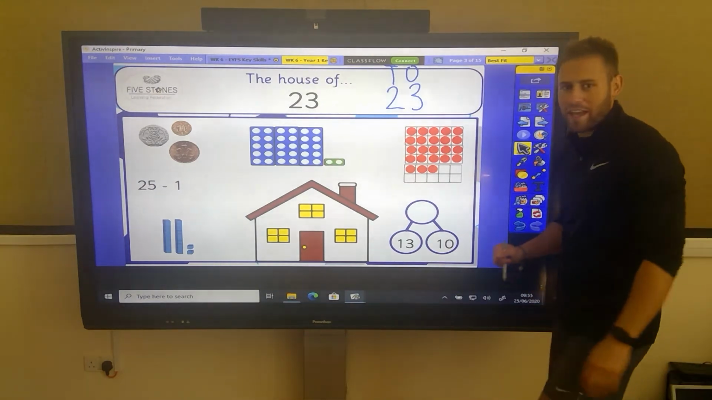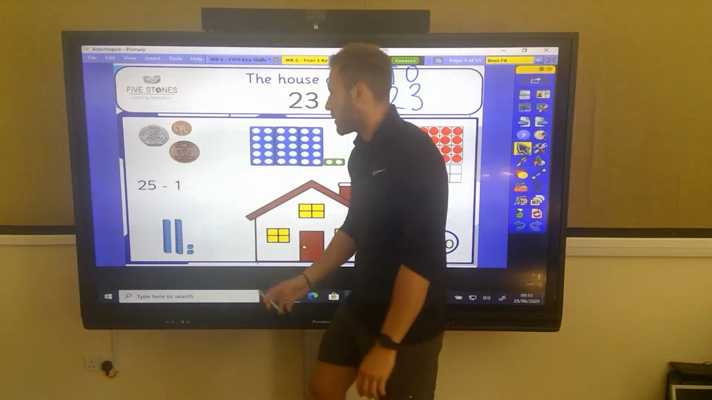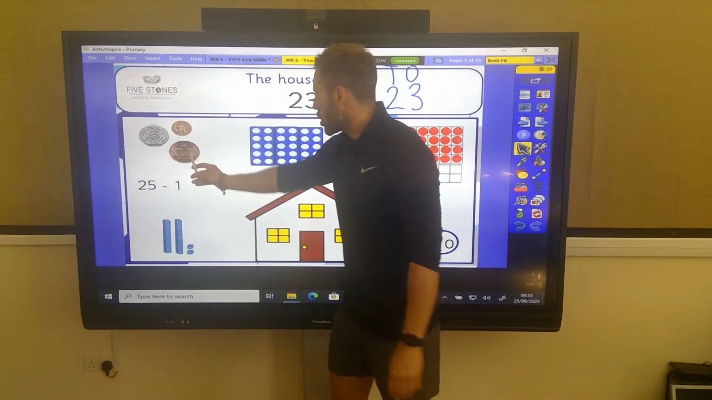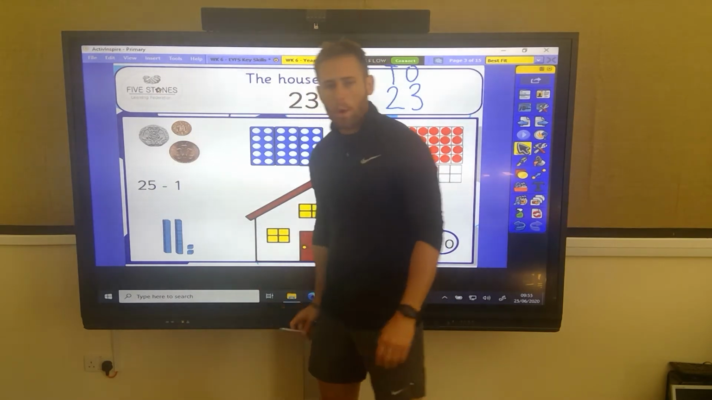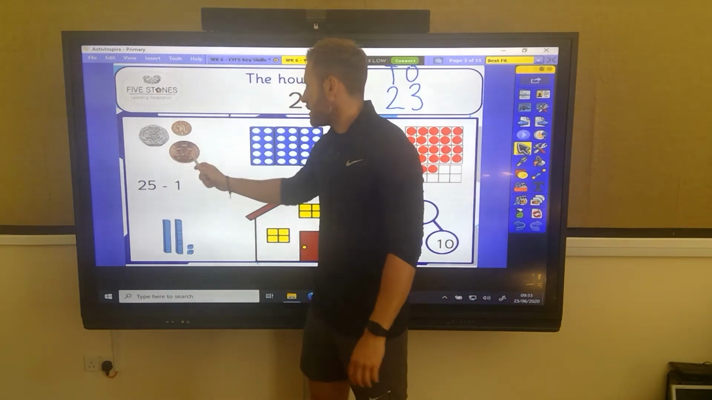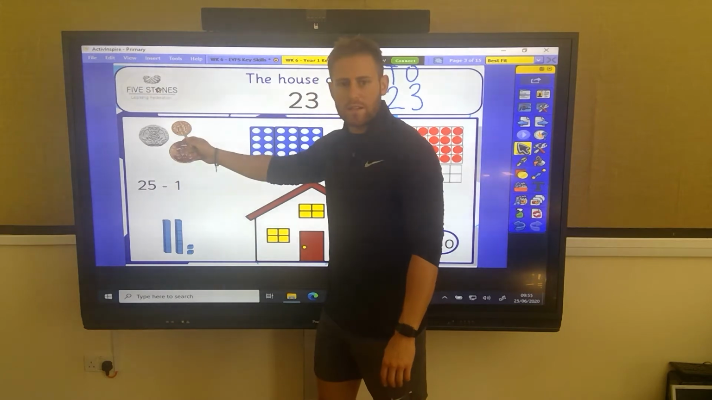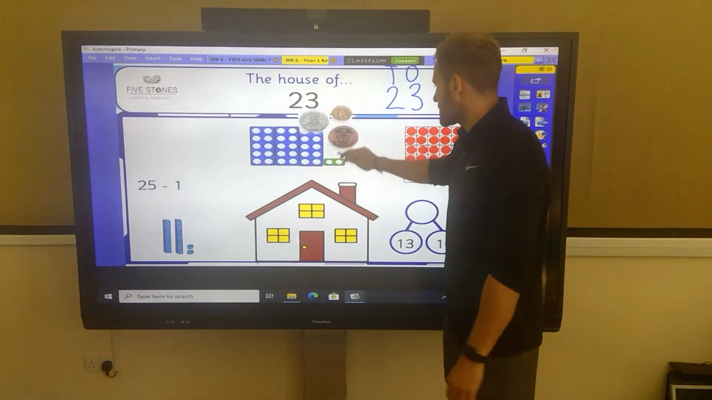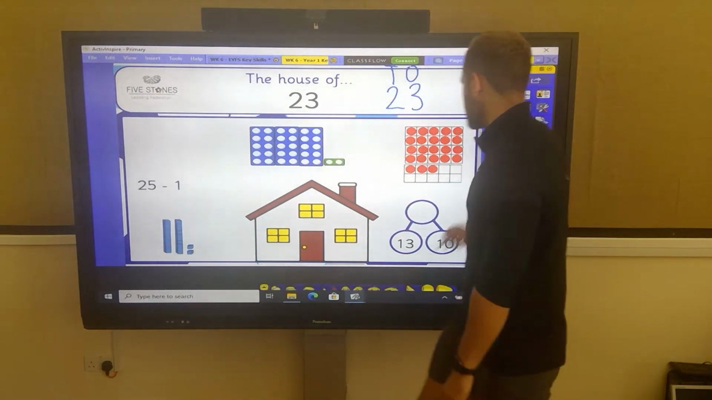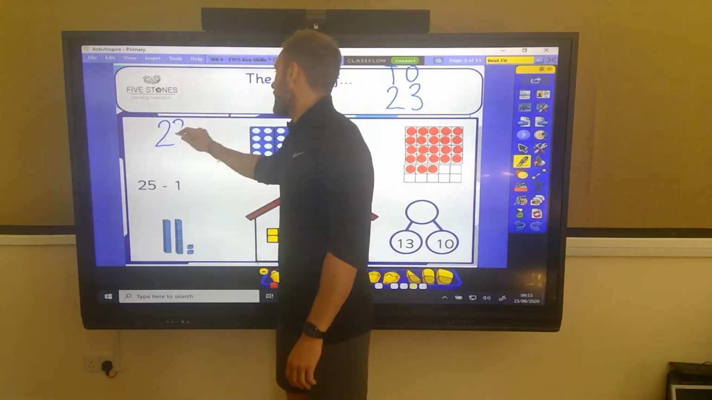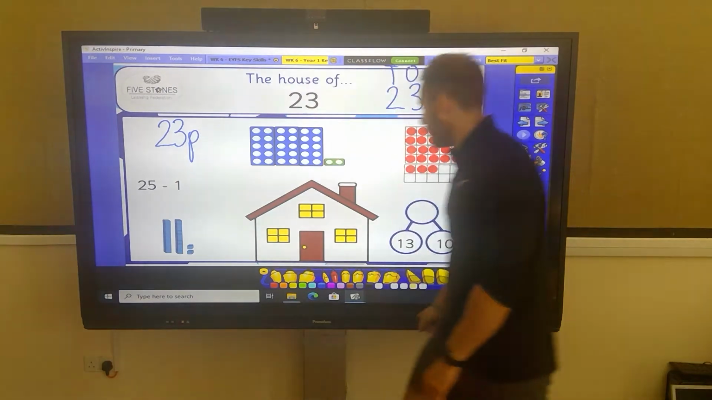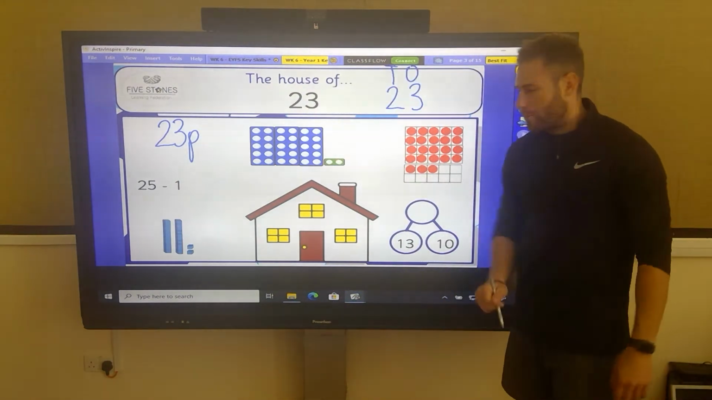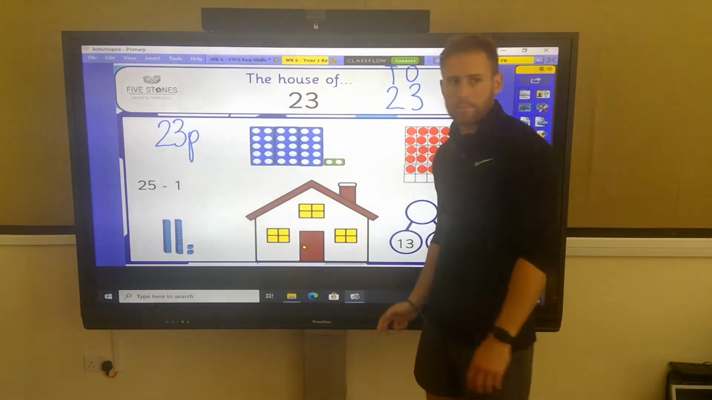Right, so what did we think? Let's look at the money to start off with. We've got a 20 piece, a 2 pence piece, and we've got a 1 pence piece. So 20, 22, 23. So we've got 23 pence. So 23 pence is allowed in our house of 23. Good spot.